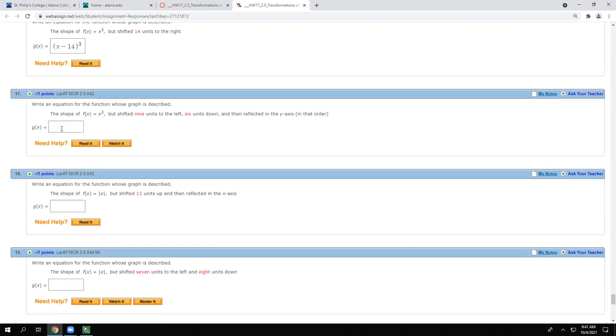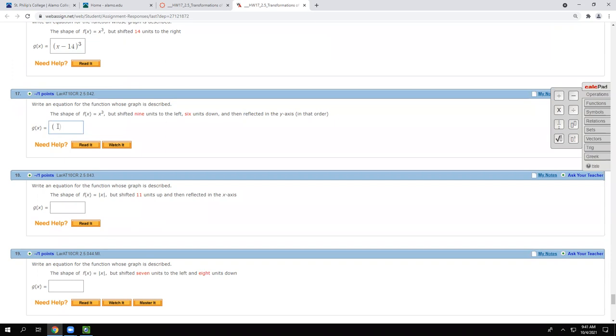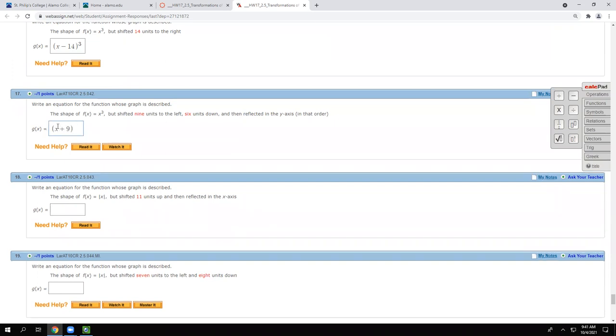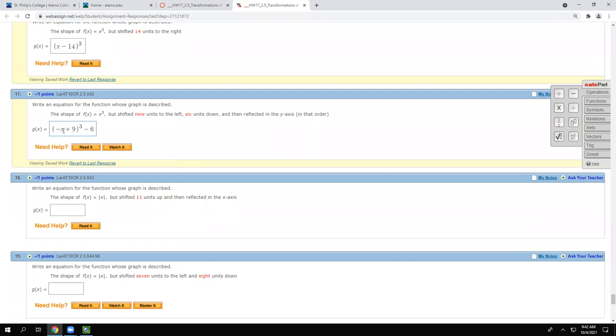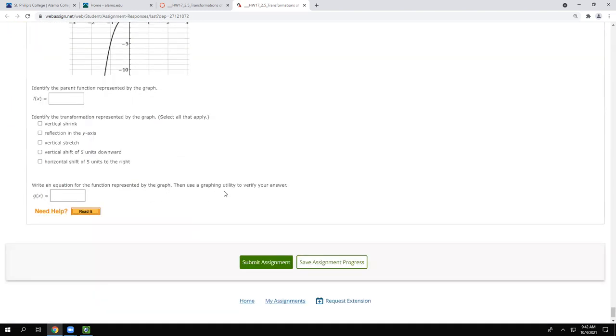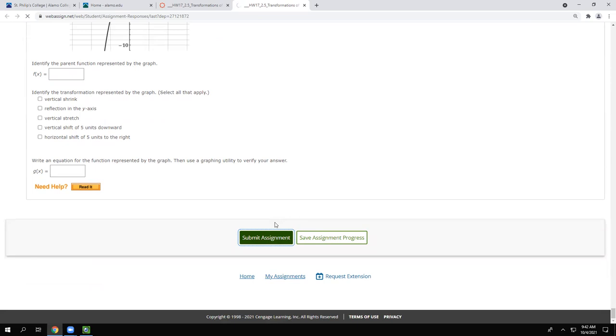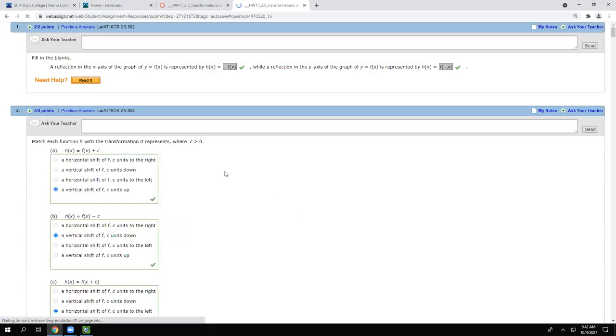Okay, so we know that 9 to the left is going to be in parentheses. So that's going to be x plus 9. We also know that if it goes down 6 units, I'm going to do minus 6. But it wants me to do all of that first and then reflect over the y-axis. So that means I only need to put the minus here and nowhere else, okay? Which is very weird. I think that's wrong, to be honest. I think it needs to be in parentheses still. Yes, the negative x plus 9, I think, needs to be in parentheses. I really feel like it should be in parentheses. I'm going to go check it and see if it says no. I really feel like that's the one that's supposed to be in the parentheses.